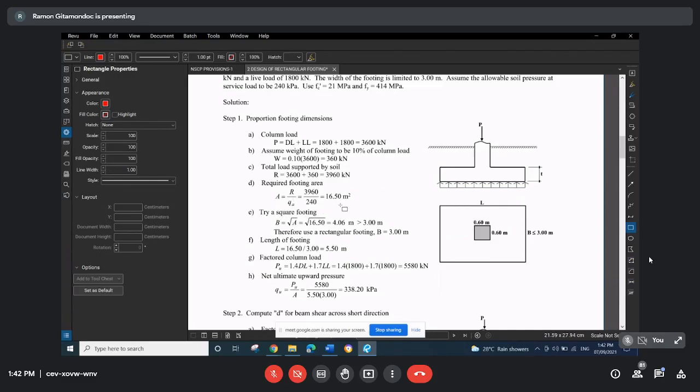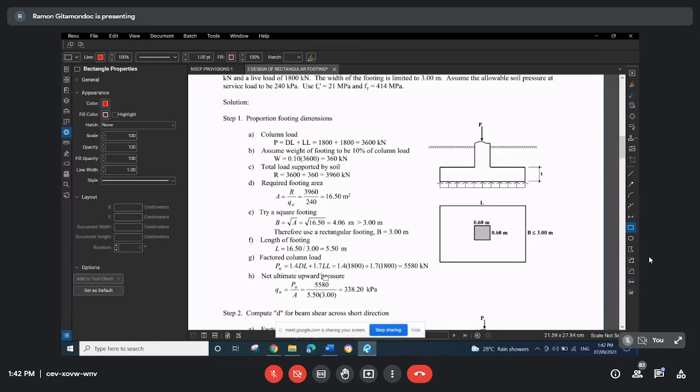Now, we try first a square footing if that is possible. So we have the square root of the area, which gives us a required dimension of 4.06. However, this exceeds the width limit of only 3 meters. So we cannot use a square footing here, no? So in that case, we try to verify whether the rectangular footing is okay. So the length of the footing is equal to the required area divided by the maximum width. No? So we get 5.5 and therefore we have a 3 by 5.5 meter footing. So after this calculation, we already have the footing dimension.